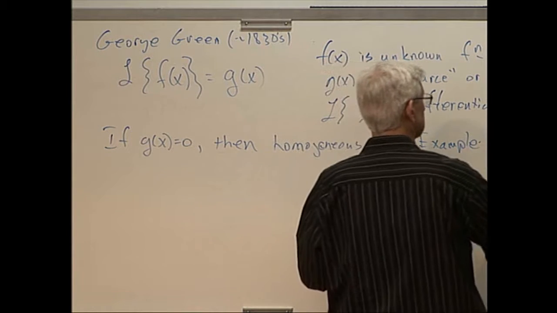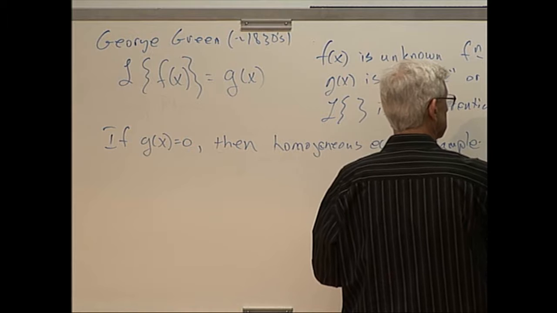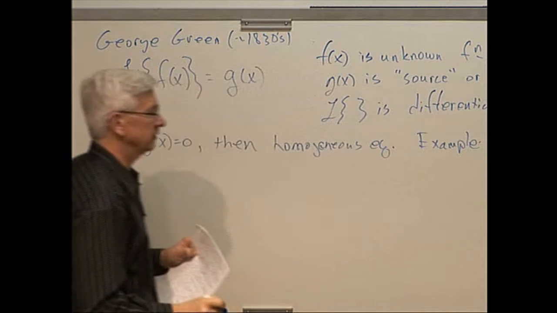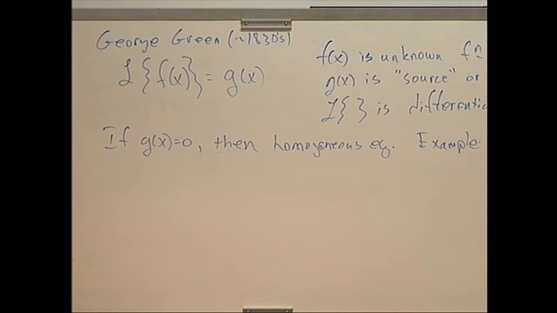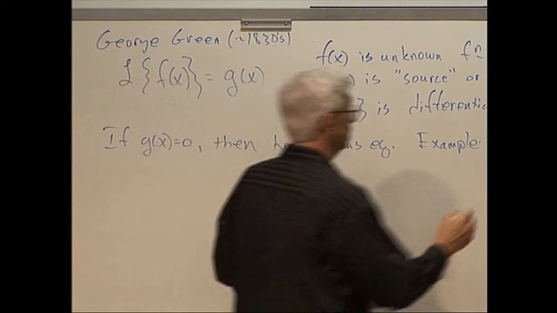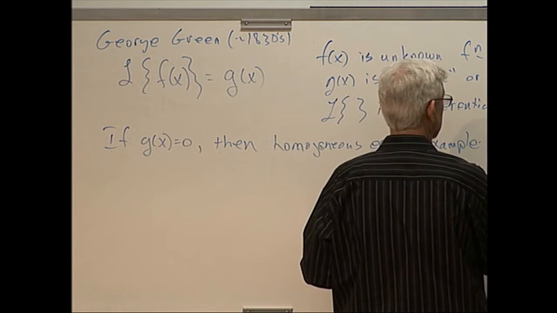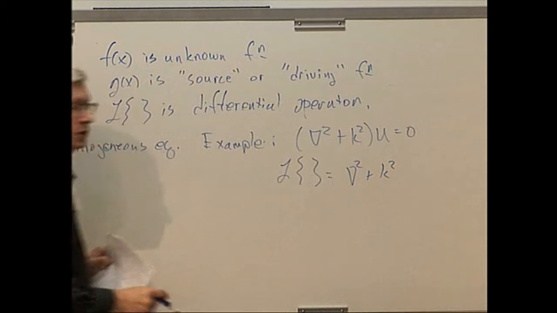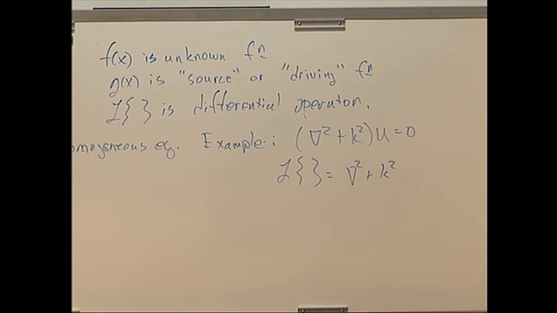And an example is the Helmholtz free space wave equation. Laplacian plus k squared operating on u is equal to 0. And here the differential operator would be del squared plus k squared. K is a wave vector, or wave number.